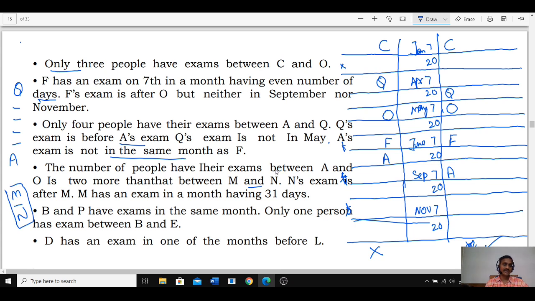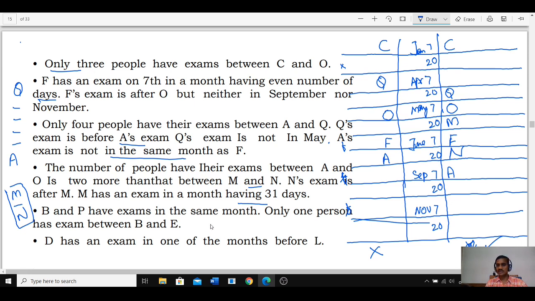ఈ M and N ఎలా రాసుకోవాలి చెప్పండి? M and N ఎక్కడ మనకి ఇక్కడ M ఉండొచ్చు, ఇక్కడ ఉండే ఛాన్స్ లేదు ఈ రెండు ప్లేస్. ఇక్కడ M and N ఉంచే ఛాన్స్, ఇక్కడ M and N ఉంచే ఛాన్స్. హౌ మెనీ పాసిబిలిటీస్? 2 పాసిబిలిటీస్. M has exam in a month having 31 days. 31 days కాబట్టి ఇక్కడ మనకి వచ్చే ఛాన్స్ లేదు. Hence M must be in the month of May 20th. M's exam 31 days.